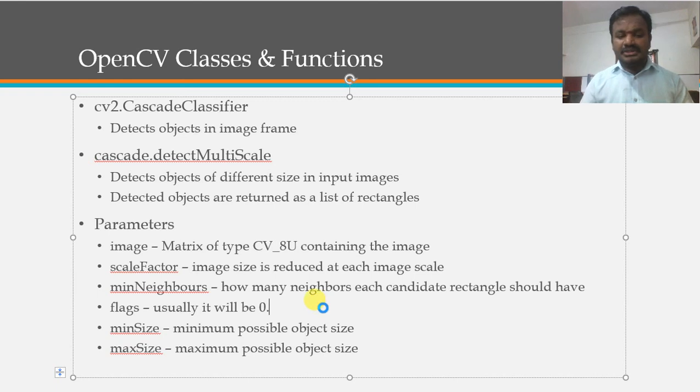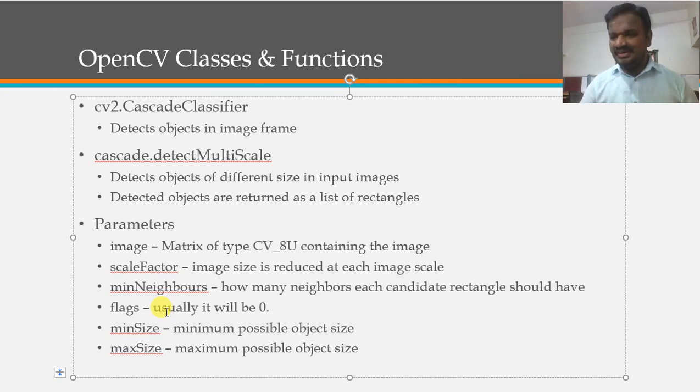And we have the option of flags. Usually it will be 0, and then we give the minimum size. Basically, the first three are mandatory. If you want to configure it to get better results, we can give the next three. These three are optional, and can be given in case we need them. Minimum size is the minimum possible object size.